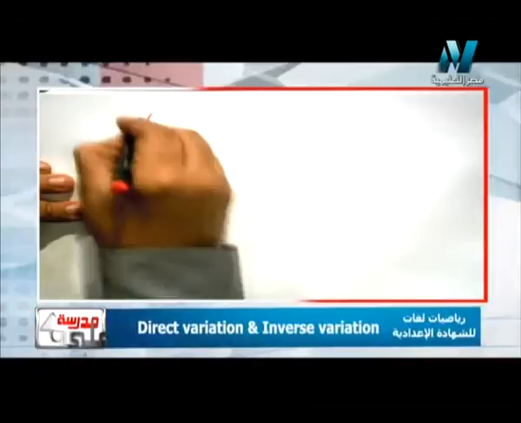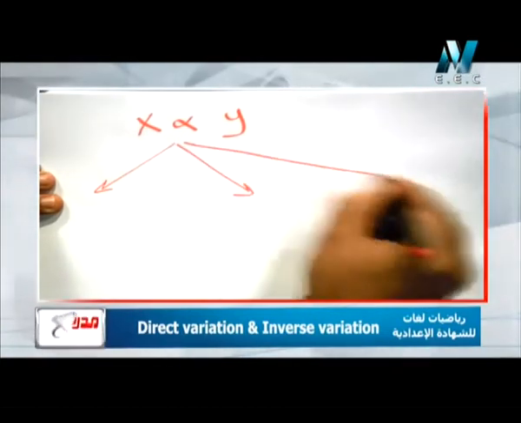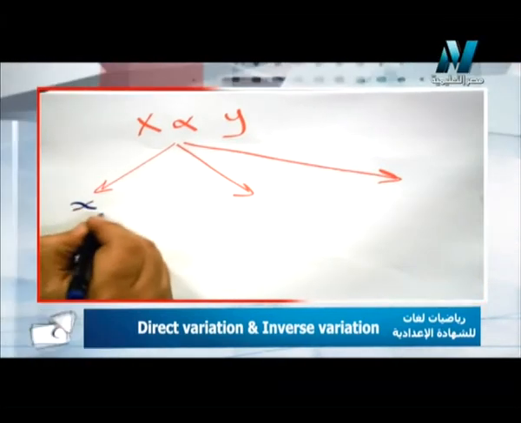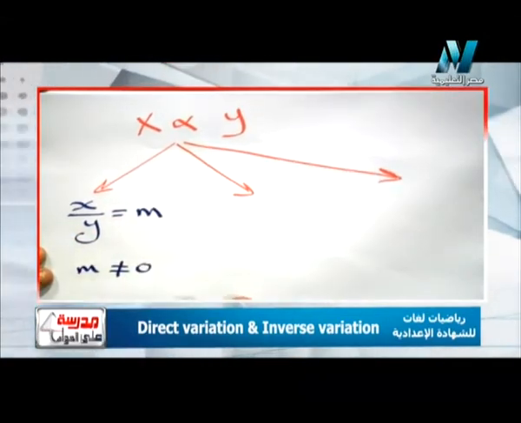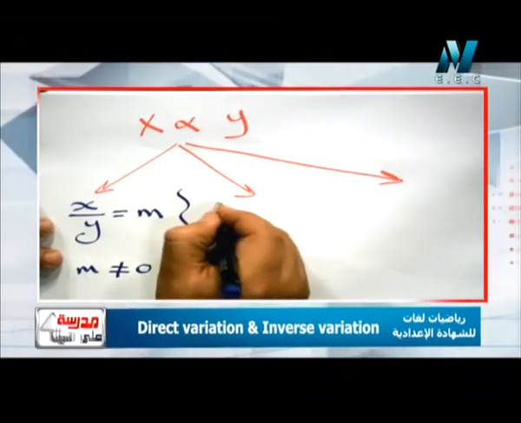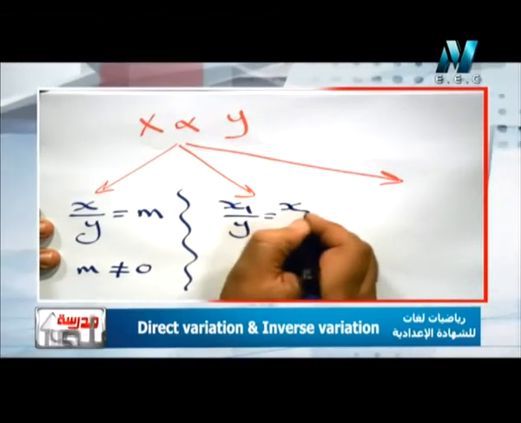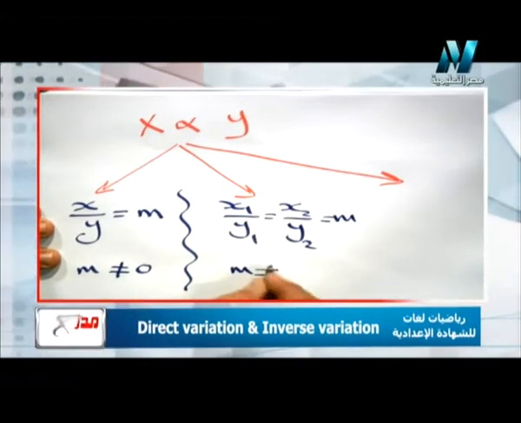عندي دلوقتي 3 أشكال أو 3 rules ممكن أبدأ أحل بيهم الكويستشن بتاعتي. نكتب تاني x varies as y means، هعمل 3 كده نشوف ايه الأشكال اللي انا عرفتها لحد دلوقتي. الشكل الأولاني المين رول x over y equals m where m doesn't equal to 0. الشكل الثاني the ratio between any two values for x and y, x1 over y1 is the same as x2 over y2, the ratio between two values of x and y equals m, and m doesn't equal 0. It's the same ratio طبعا.